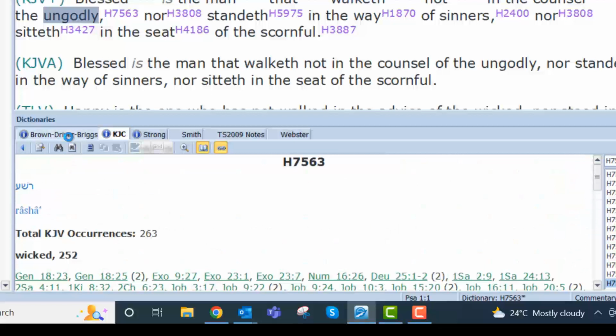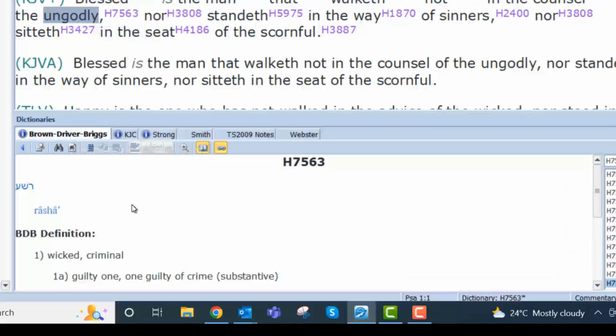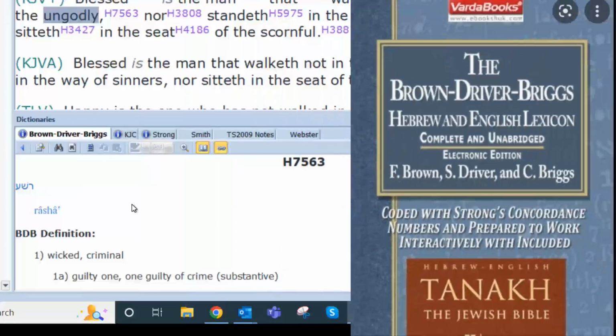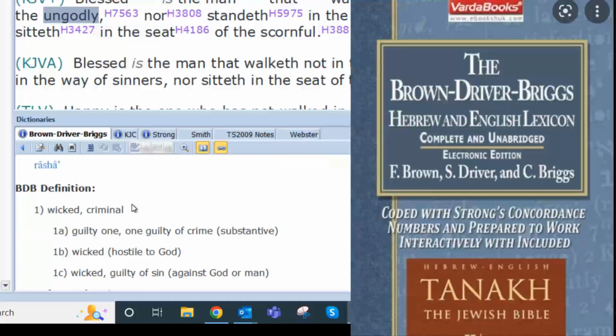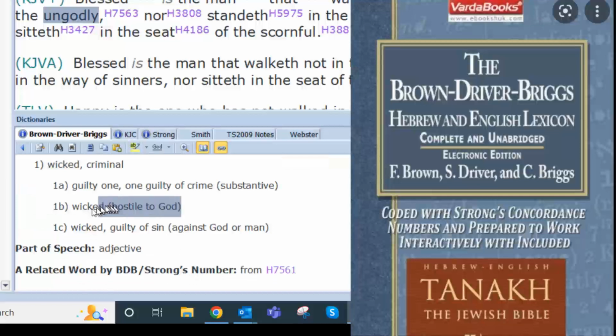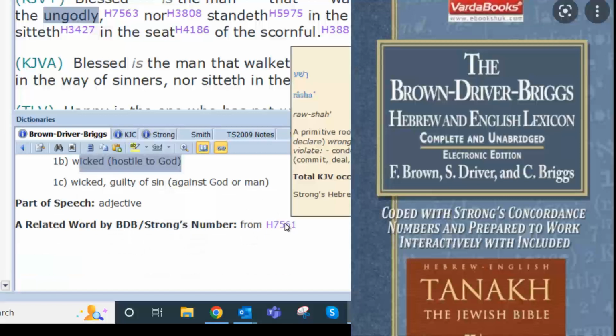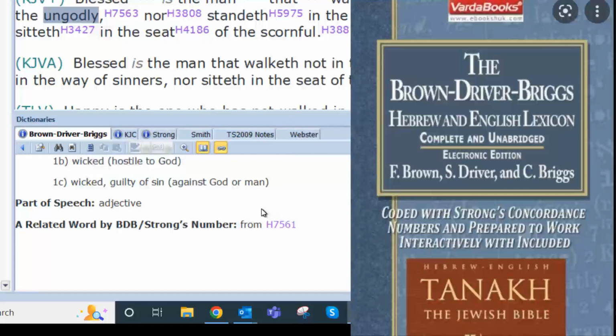I also love the Brown Driver Briggs. So Rasha, according to the Brown Driver Briggs, means criminal, to be wicked, to be hostile against God, to sin against man or God. What's nice about the Brown Driver Briggs is sometimes when you can't find a good enough explanation on a word in the King James Concordance, then it's great to go and dig a little bit deeper with the Brown Driver Briggs.